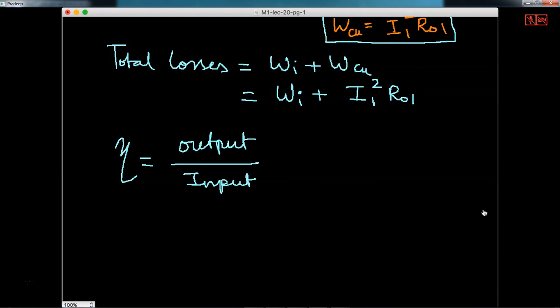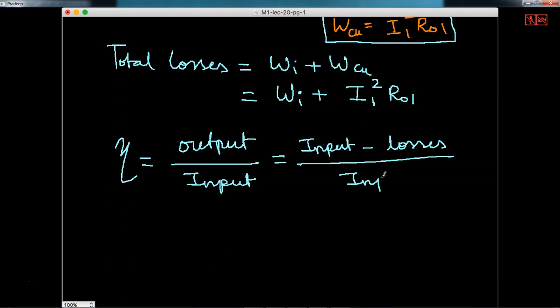Now the plan is to find out what is the efficiency, and based on that I can find the maximization of efficiency. Now this I can also write: efficiency is output by input. I can also write it as input minus losses divided by input.